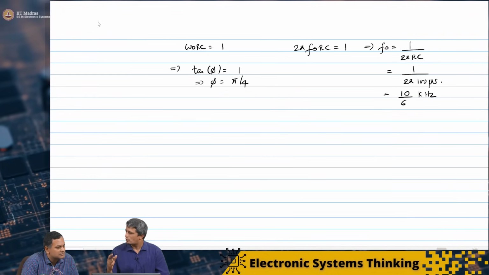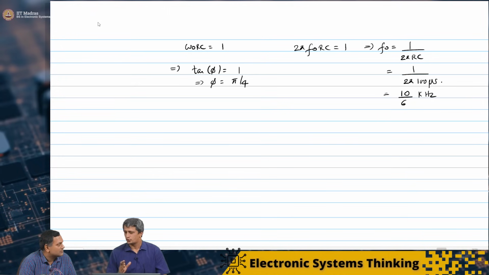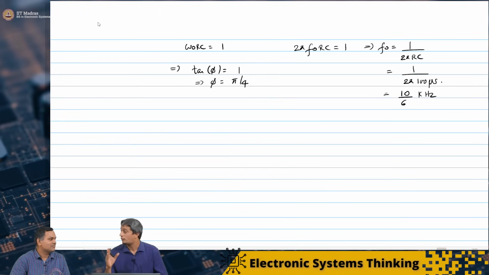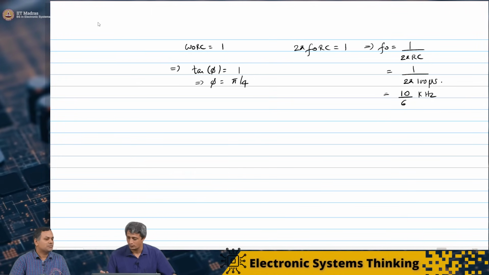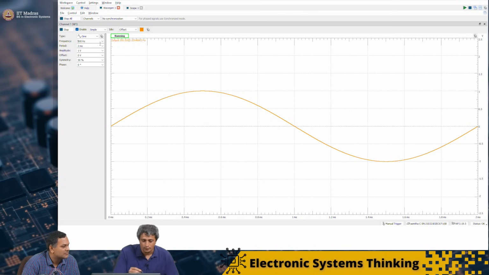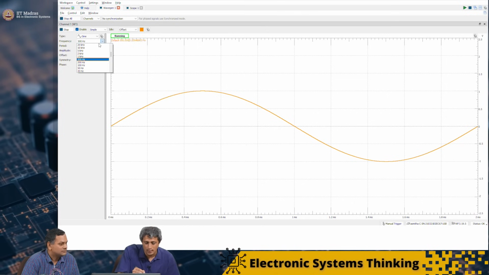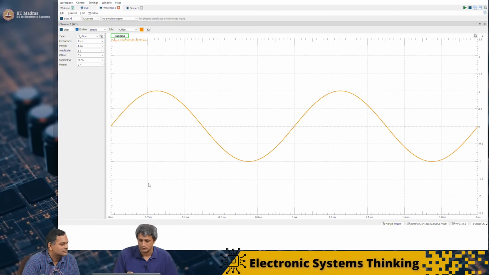So at around 1 kilohertz, we should see the phase shift go close to 45 degrees. That's what we want. So let's go back there now. I'm going to change this to 1 kilohertz.